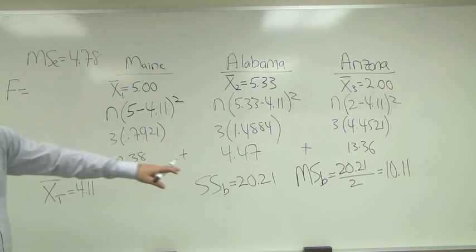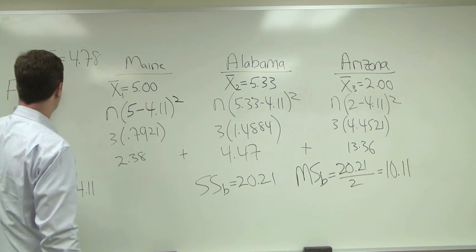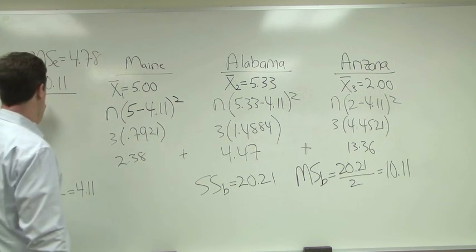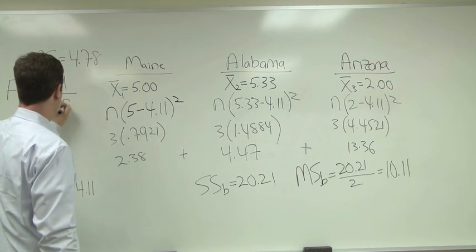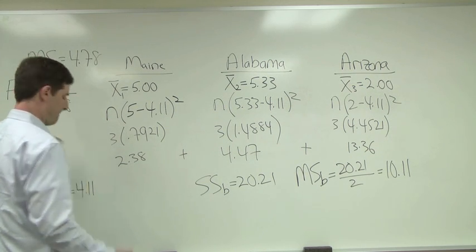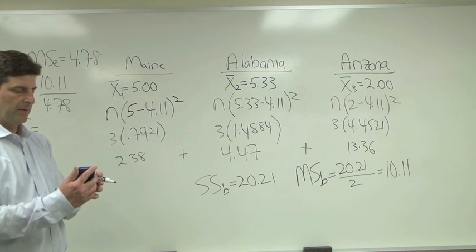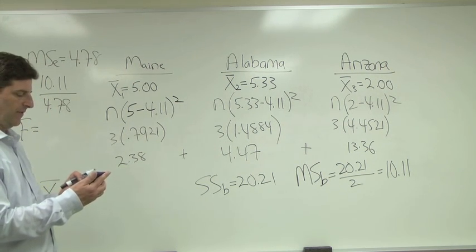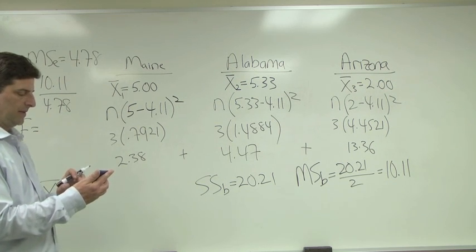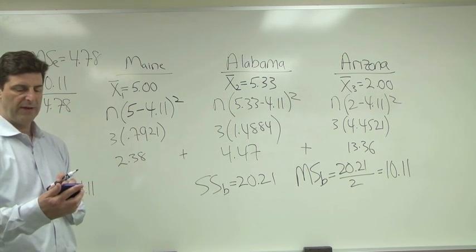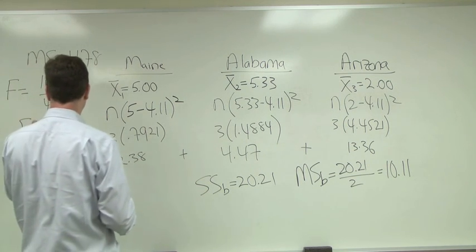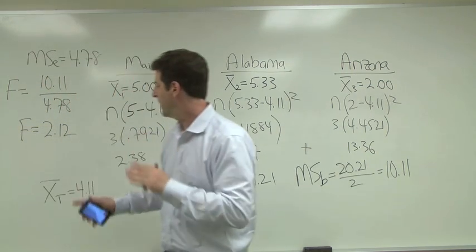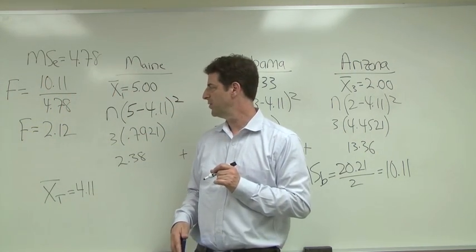Now that we know those two pieces, we can calculate our F value. The F ratio is the MSB divided by the MSE. Let's see what we get. 10.11 divided by 4.78 equals 2.115. We're going to round to 2.12. All right. After all that work, we get an F ratio of 2.12.